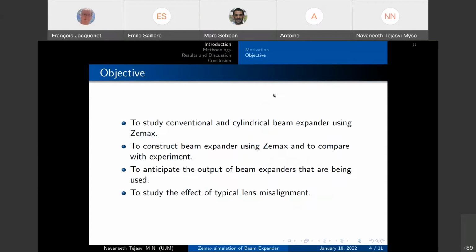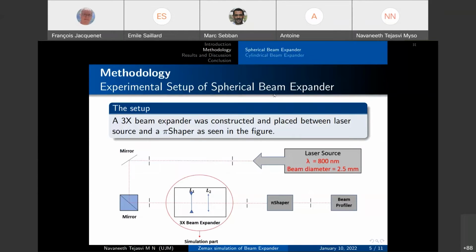My objective in this part was to simulate beam expanders using different combinations of lenses in Zemax, to study conventional and cylindrical beam expanders, to construct beam expanders and anticipate the output from them, and finally to study lens misalignments in Zemax.